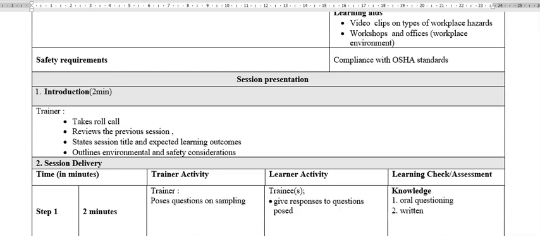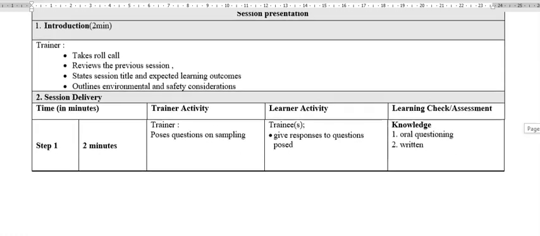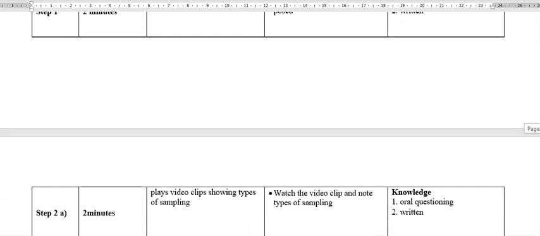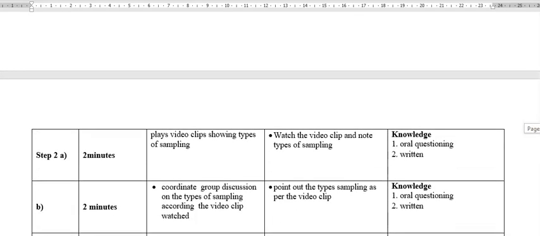Yeah, that's great. So, in a few minutes, like 2, I'm going to show you a video clip. You will watch the video and note down the types of sampling you are going to observe. So let's start watching the video and please be faster.